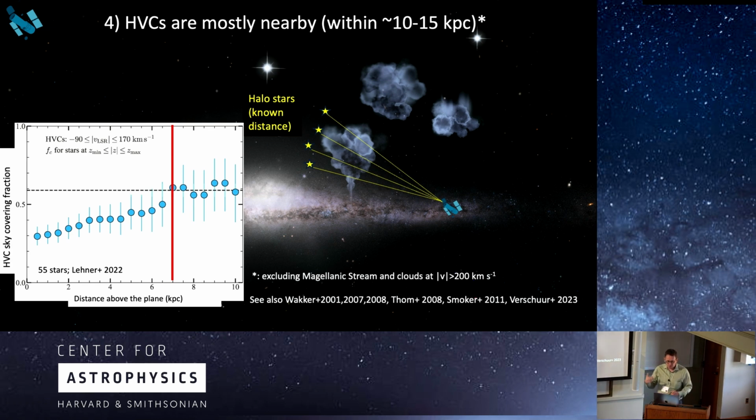And so this is why I was talking about the disk-halo interface to begin with, is that most of these things are within 7 or so kiloparsecs of the plane. And in terms of how far that puts them away from the sun, that corresponds to, let's say, 10 or 15 kiloparsecs, depending on where you're looking. So they're pretty nearby clouds.